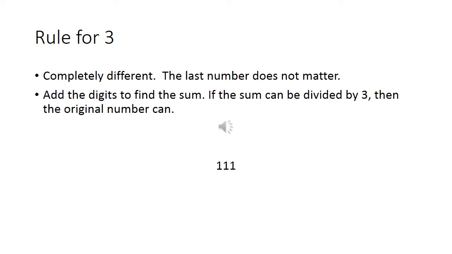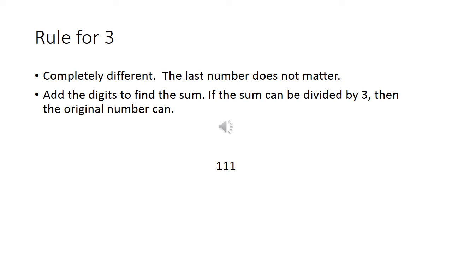I've included the rule for 3 at the end because it's completely different. Do not look at the last digit. It doesn't matter what it is. Could be a 7, could be a 3, could be a 2, could be 0. It doesn't matter what the last digit is. You need to follow 2 steps.